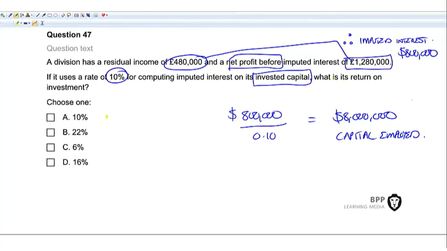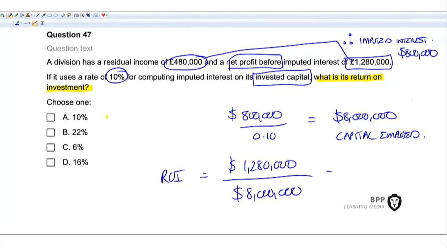What the question asks me for is what is the return on investment. The return on investment is the profit of the company, so the net profit of 1280, which we were told earlier on in the question. Yeah, so return on investment is your profit on the top for your return, and then your investment on the bottom, which we've just established was 8 million. So if I take one over the other, this is a company that has generated a return on investment of 16%.